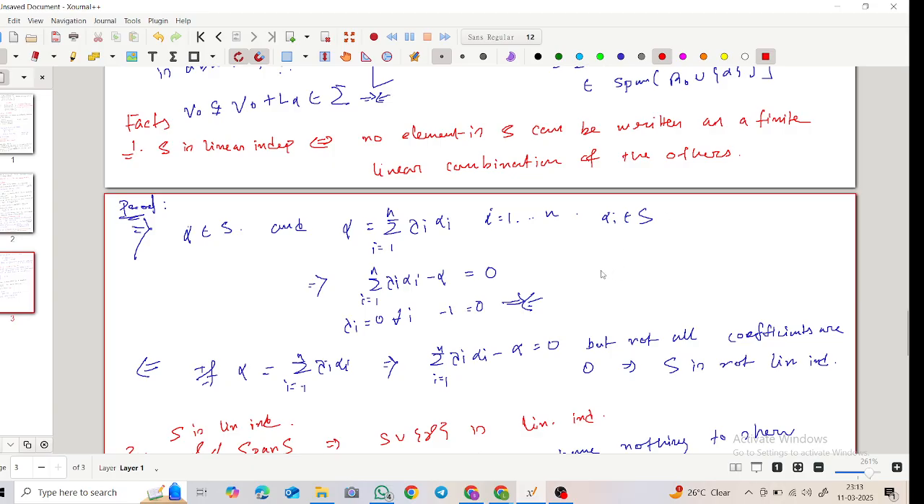Okay. So homework, in no field is -1 equal to 0.